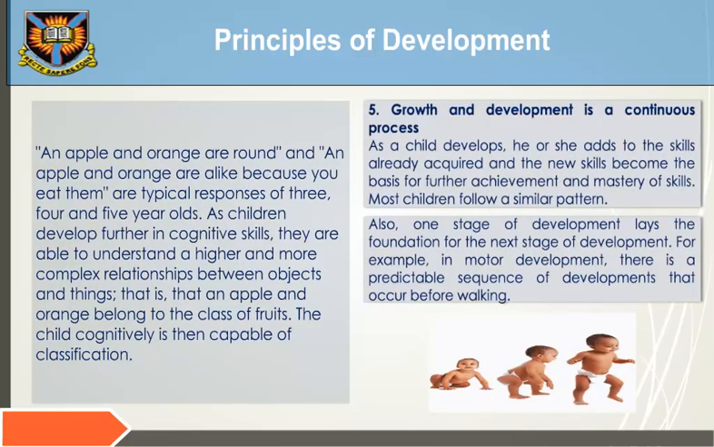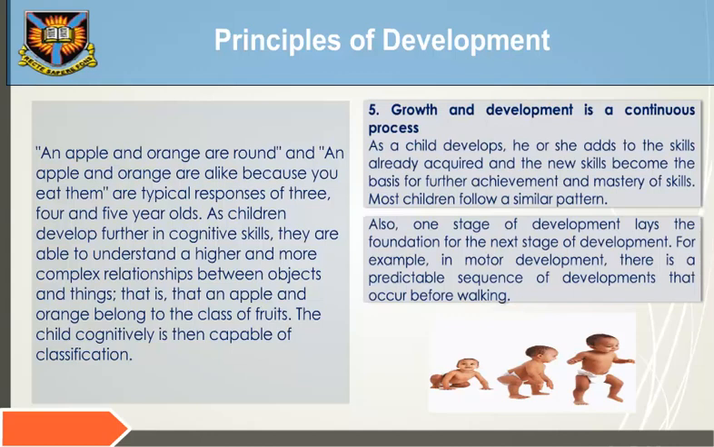An apple and orange are round, and an apple and orange are alike because you eat them are typical responses of 3, 4, and 5-year-olds. As children develop further in cognitive skills, they are able to understand higher and more complex relationships between objects and things. That is, that an apple and orange belong to the class of fruit. The child is then cognitively capable of classification.